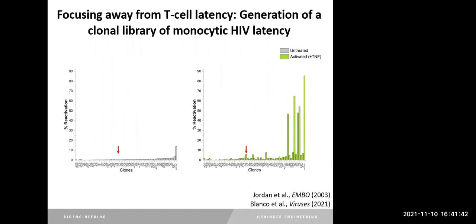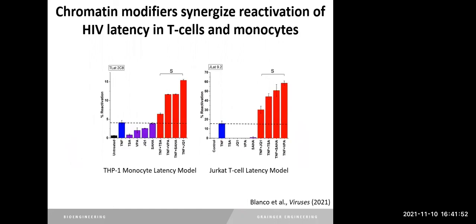And we're interested in all of these different behaviors. But what we did to start off with is we just took a single clone that reactivates at a low level, and we were interested to see whether chromatin modifiers and activators, in this case, these are the same ones that I showed you earlier that were the noise enhancers and the activators that synergized in the T-cell latency model.